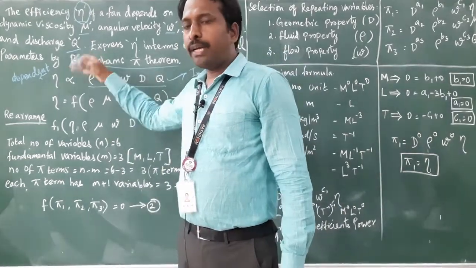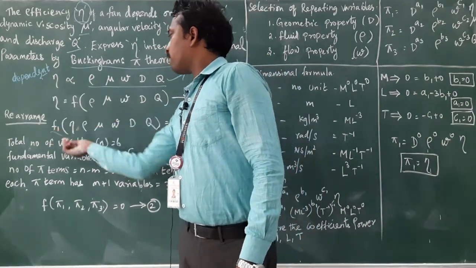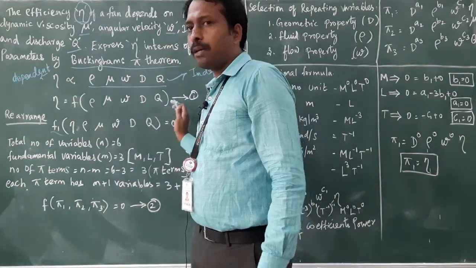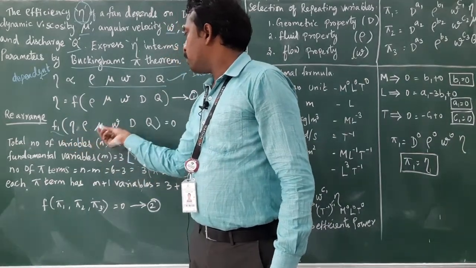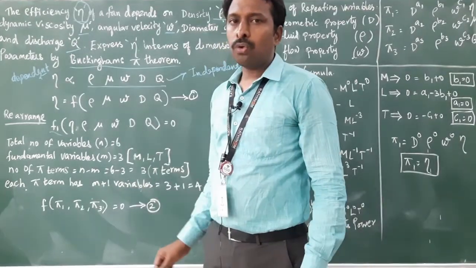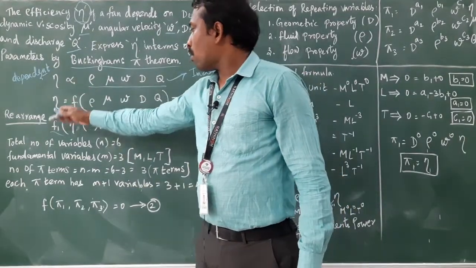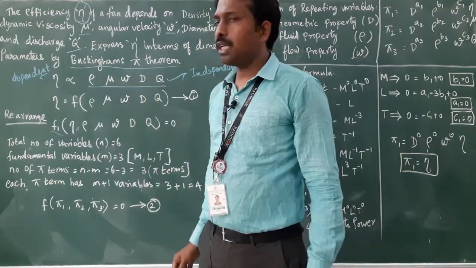Then I am rearranging the equation. So f1 is some function of all the variables. I am combining eta, rho, mu, omega, d and q, which is equal to 0. I am assuming that it is a function of all the terms which is equal to 0.